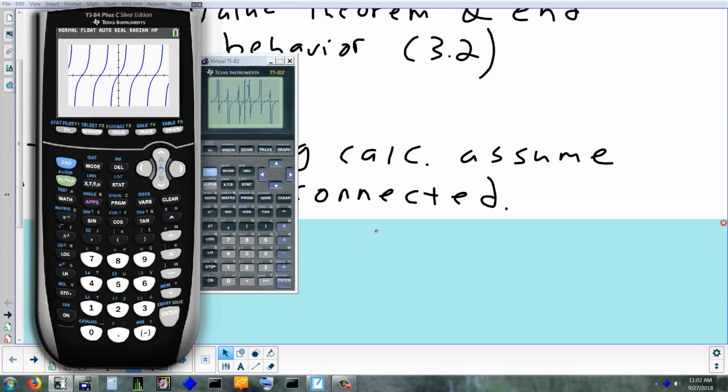On a Casio, I'm not sure. A couple students, at least in my other class, have one. I don't know how it would do it. You'd have to check and see.